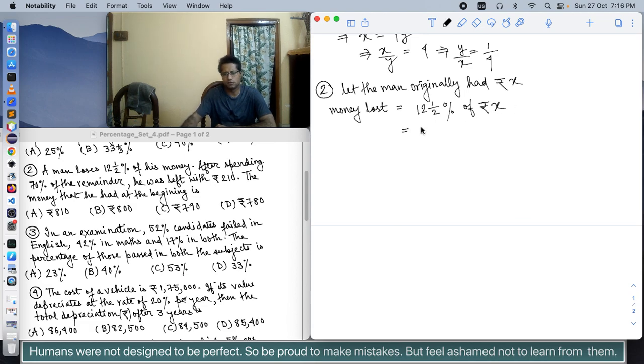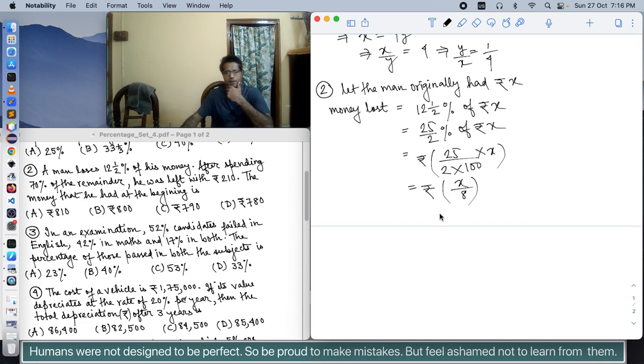Now 12.5 means 25 by 2% of rupees X. This is equal to rupees 25 by 2% means 25 by 2 divided by 100 multiplied by X. This after simplification, 25 by 200 multiplied by X becomes X by 8. So rupees X by 8 is the money lost, where we have assumed X to be the initial amount of money the man had.